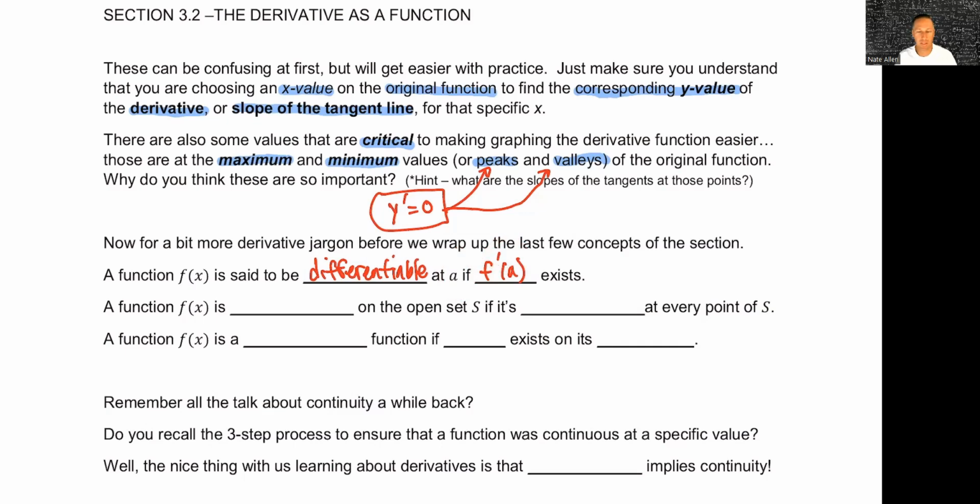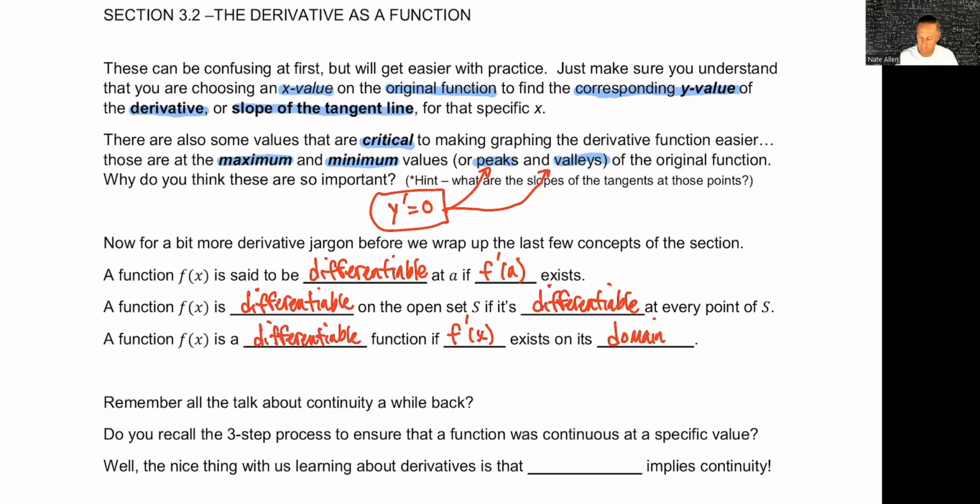So see if you can fill in the rest of these blanks. You could probably guess a lot of them are the same. I just didn't want to give you one so that it gave you all. But a function is said to be differentiable on some set, which we're calling S, if it's differentiable at every point in that set. Lastly, a function is a differentiable function if f prime exists on its entire domain.